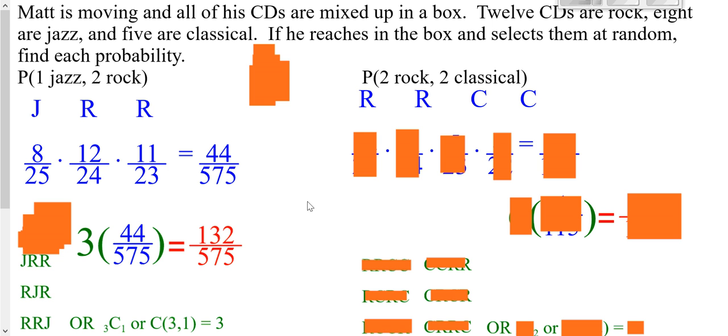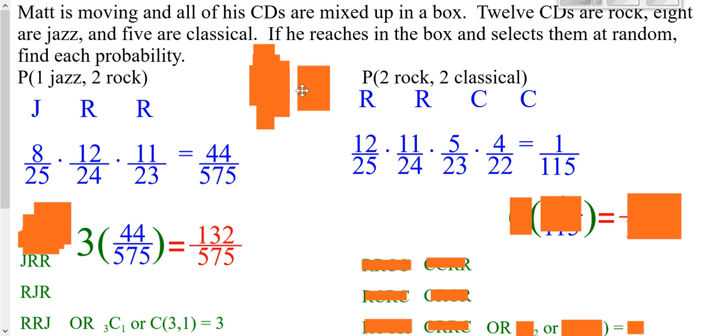So over here, you're asked to do a probability of 2 rocks and 2 classical. So get a rock is 12 out of 25. There's only 11 rock left, only 24 CDs left. Now we'll switch over to classical. There was a total of 5 classical, but now there's only going to be 23 CDs to choose from. And then for your last one, there's 4 classical with 22, and then we multiply.